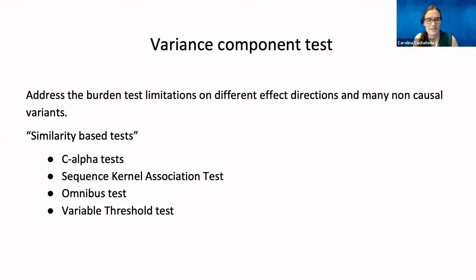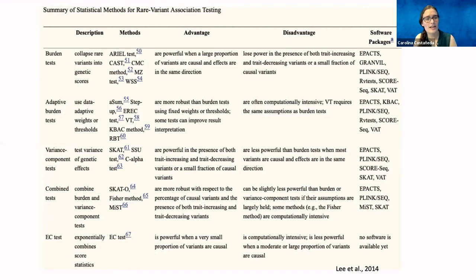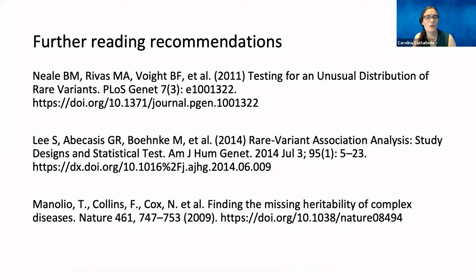And I kindly invite you to read this review that has a lot of information. And here's a comparative table on how burden, adaptive burden, variance component tests, and combined tests that combine the burden test and variance component tests are compared to each other. What are the advantages and what are the disadvantages? And you should be able to know which one is the most appropriate to your project, to your specific question. And I also would like to recommend further reading. So if you're interested in doing some rare variant analysis or rare variant association, you can have much more information about how it's done and what are the methods that you can use.